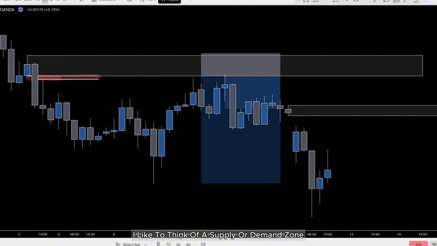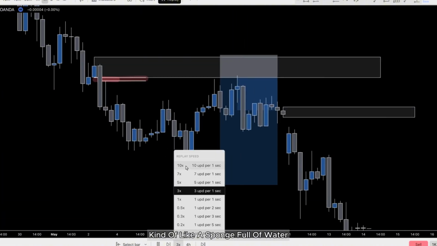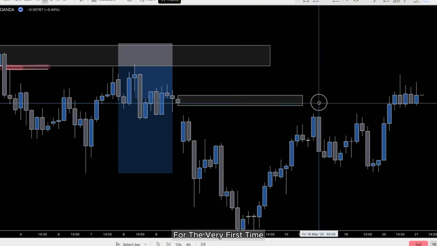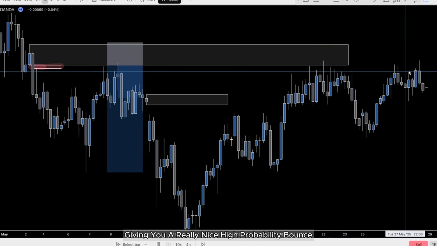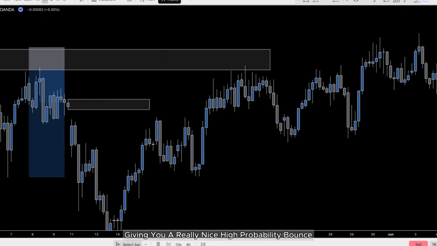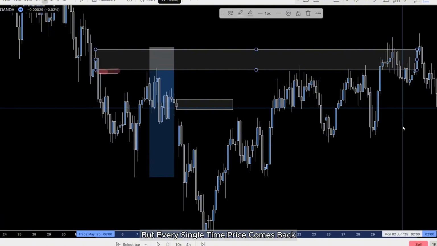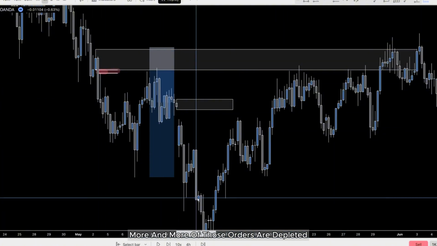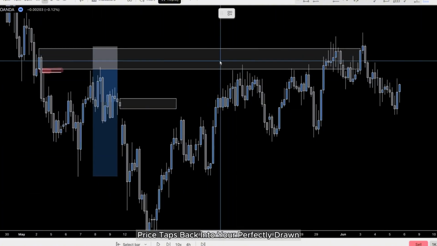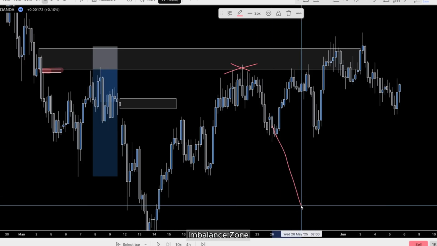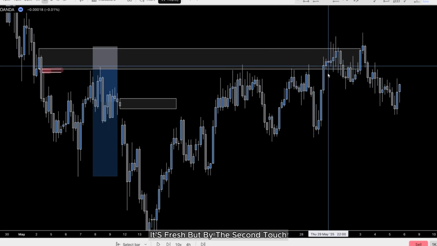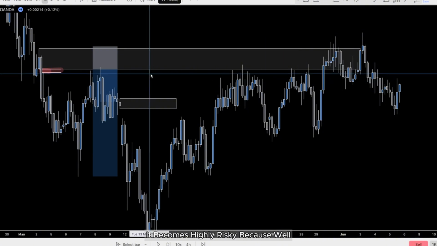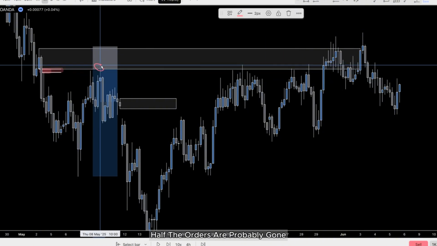I like to think of a supply or demand zone kind of like a sponge full of water. When the market returns to that zone for the very first time, the zone absorbs the new orders perfectly, giving you a really nice high probability bounce. But every single time price comes back, more and more of those orders are depleted. So the very first time price taps back into your perfectly drawn imbalance zone, your win probability is at its absolute peak. It's fresh.